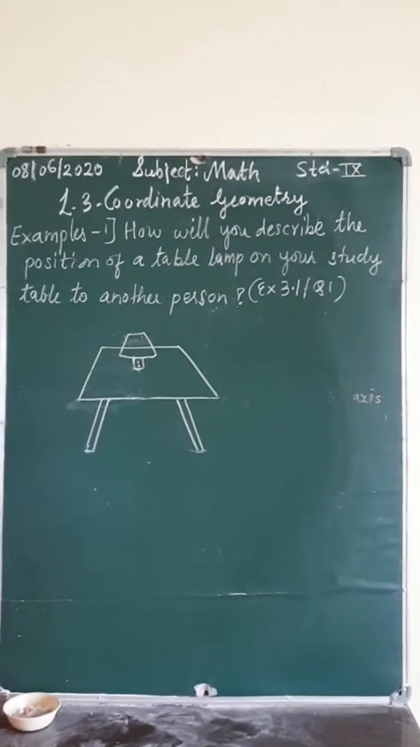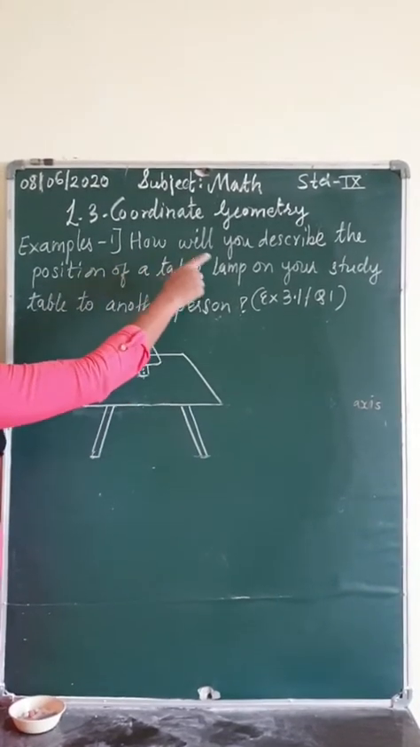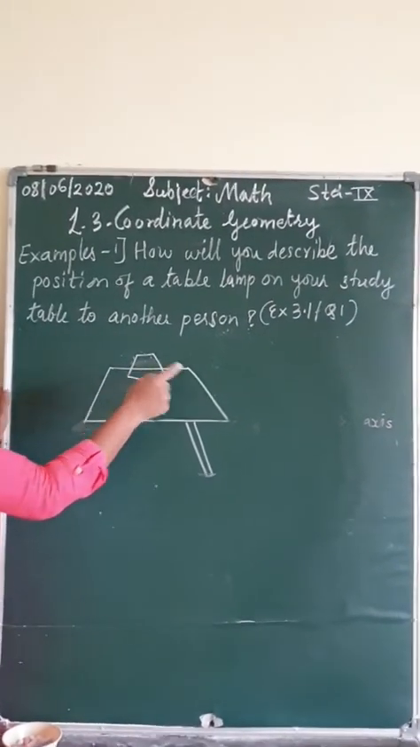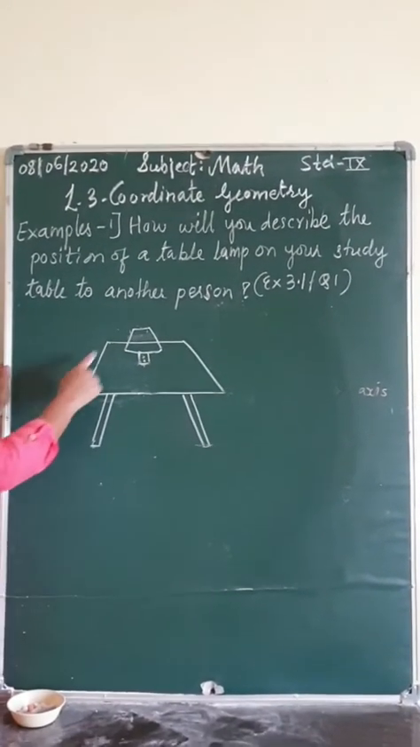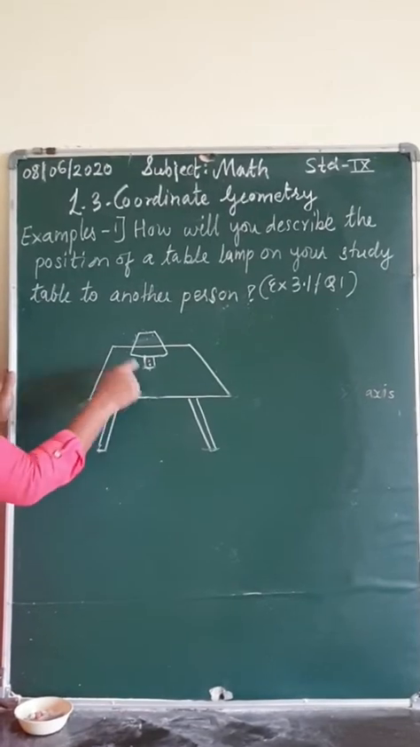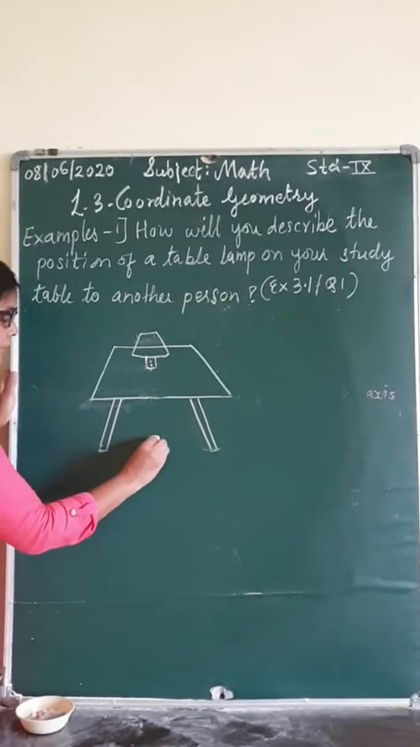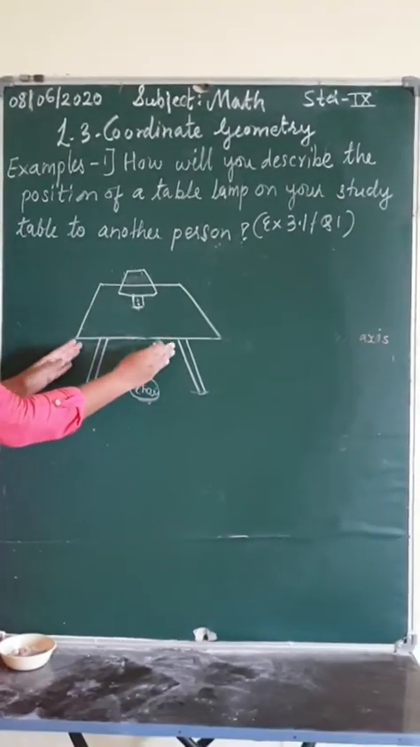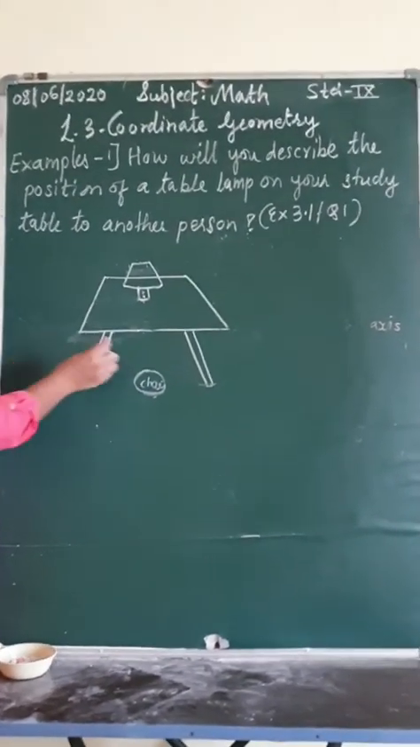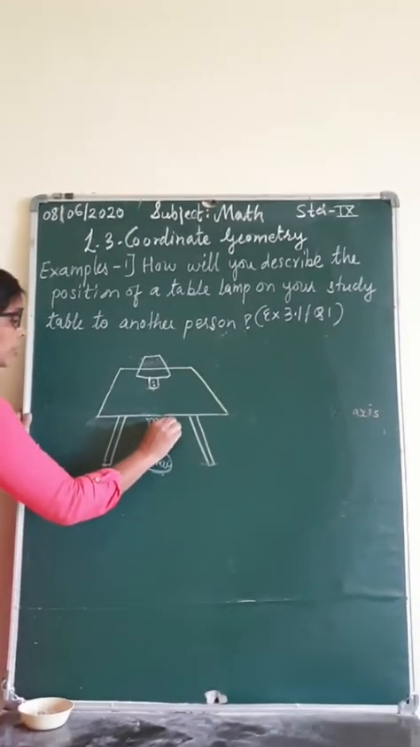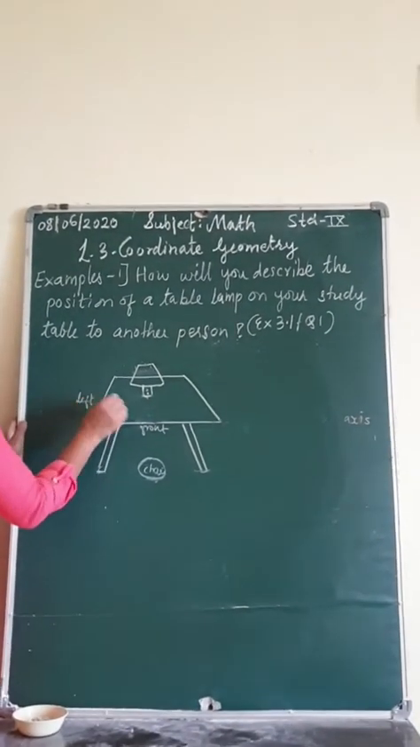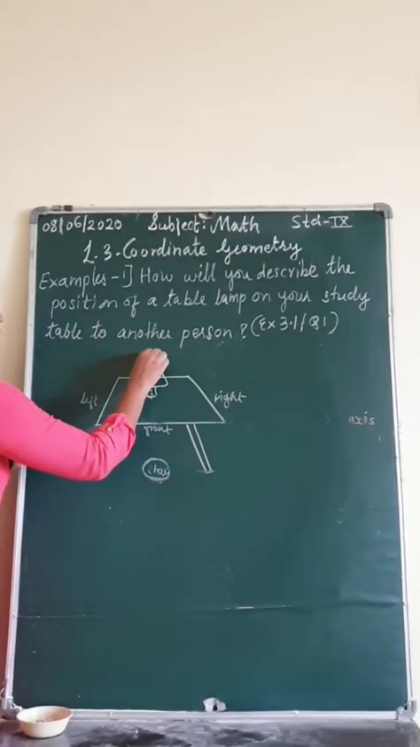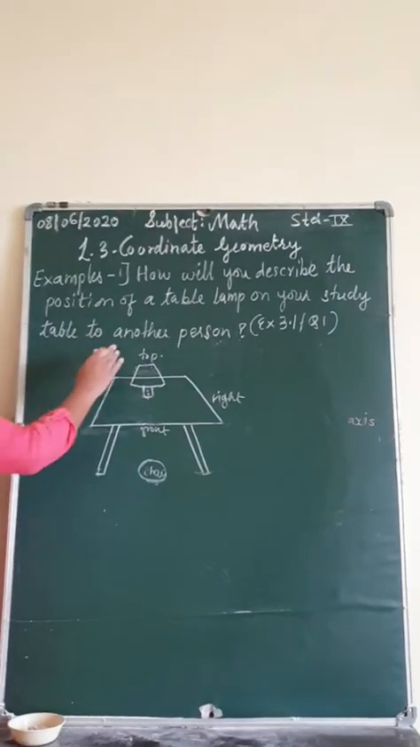In exercise 3.1, the first question is: how will you describe the position of the table lamp on your study table to another person? Suppose this is the table that is drawn, and the lamp is here. Suppose another person is sitting over here, so his chair is over here. So how will he describe the table and the edges of the table? This is the front side of the table, this is the left side according to that person, this is the right side, and this is the back side of the table.